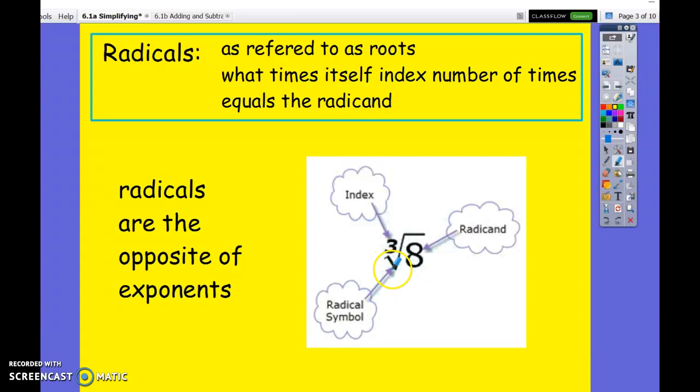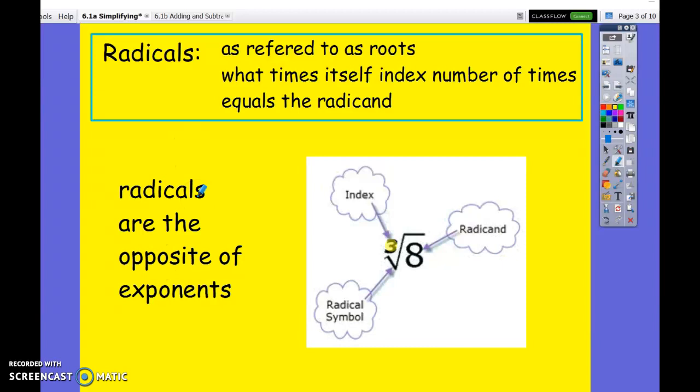Okay, so the radical symbol, again, is that check mark shape. The index is this number outside, and the radicand is the number inside of your radical. So basically, right here, this is asking, what times itself 3 times equals 8? Well, 2 times 2 times 2. So the cubed root, or the third root of 8, would be 2.